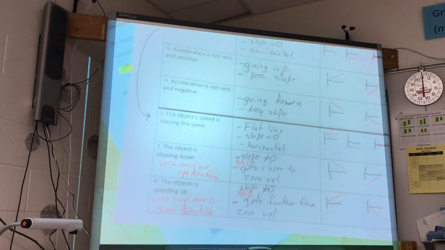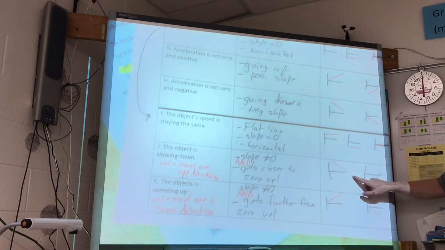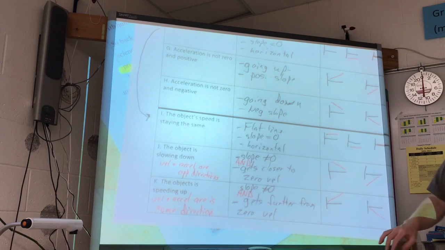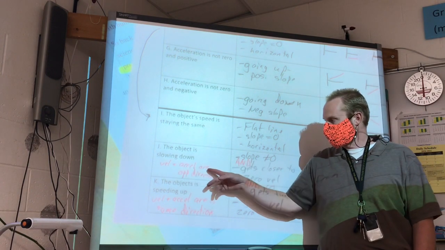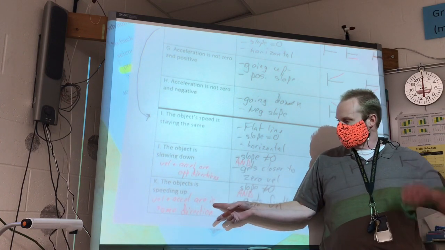Then the opposite is true when things are speeding up. They're getting further from the 0 mark. This is getting further away in the positive direction. This is getting further away in the negative. The negative and positive tells me the direction. Another way to think about these two is if my velocity and acceleration are in opposite directions, it's going to slow down. If my velocity and acceleration are in the same direction, it's going to speed up.